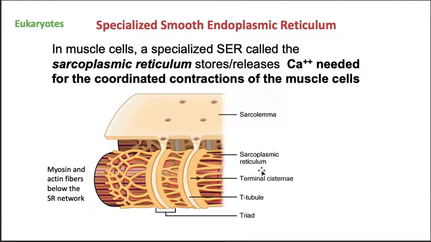Okay, and those individual units that allow for contraction are the myosin and actin fibers, which are located just below the sarcoplasmic reticulum, and they rely on the calcium. So in order for the myosin and actin to grab onto each other and contract, you need to release the calcium, and then you need to take it back to allow them to relax.